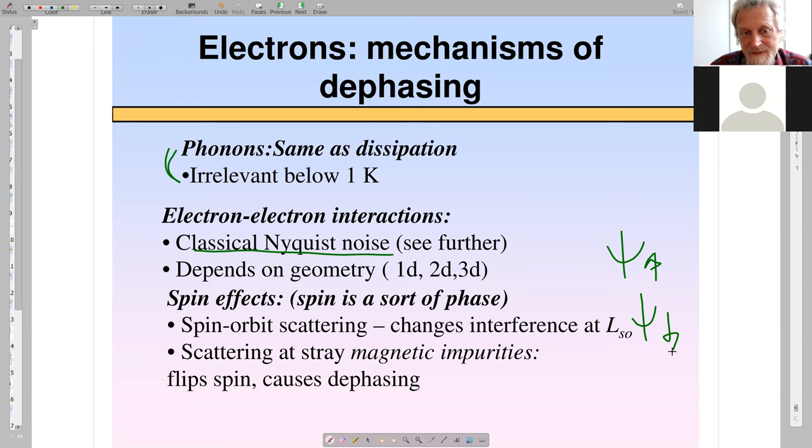There are two mechanisms related to spin. First, spin-orbit scattering. We shortly discussed it when we discussed weak localization. And that causes some change of interference pattern on a length scale given by intensity of spin-orbit interaction. But it does not kill interference completely, it only changes its properties. What will kill interference, what will cause the ultimate dephasing, is scattering at stray magnetic impurities. In this case, you change the state of this impurity while scattering, so you transfer quantum information, phase information to the impurity, and this is lost. So that's why it is also a mechanism of dephasing.